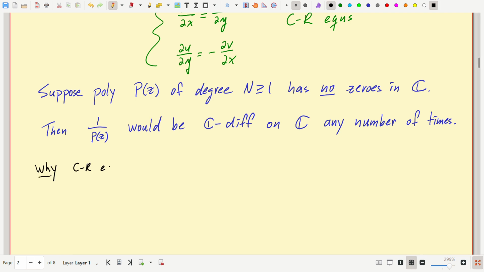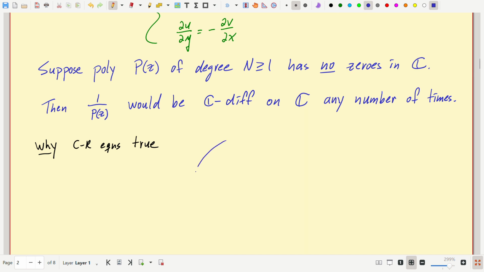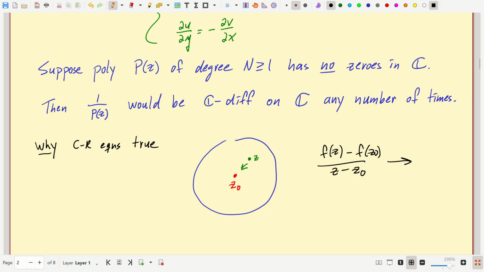Why the Cauchy-Riemann equations are true. I take a z naught, and the complex derivative exists means that when I slide in my point z, coming in any old way, I would have f of z minus f of z naught over z minus z naught tend to a limit, which would be f prime of z naught. And I could do it along any direction. It would have to go to the same thing.